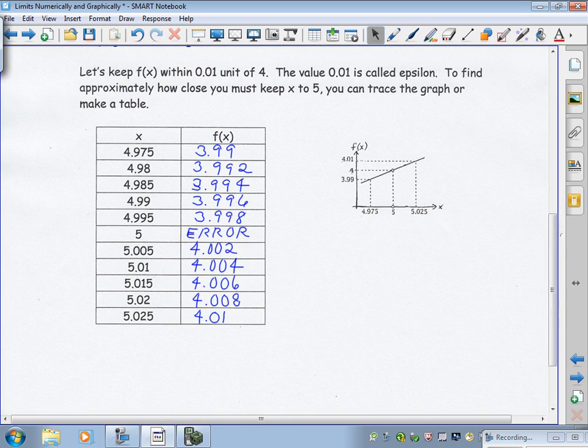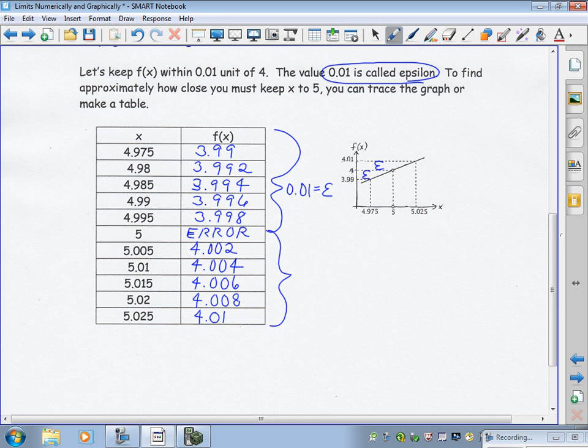That distance, that 0.01, is called epsilon. Okay, so I'm going to make little e's in here. That little distance there, that's your epsilon. On the table, here's another way to look at it. The distance from that y value of 5, or from the hole there, to 3.99, this distance here is 0.01, which is epsilon. Same thing down here.